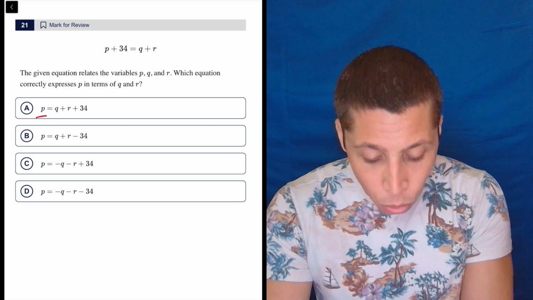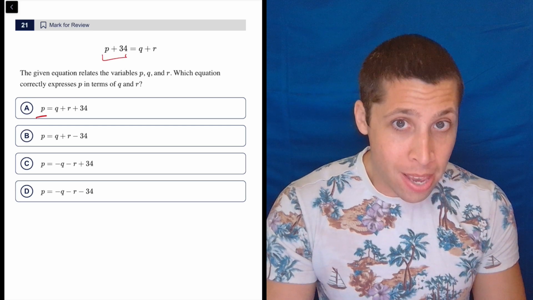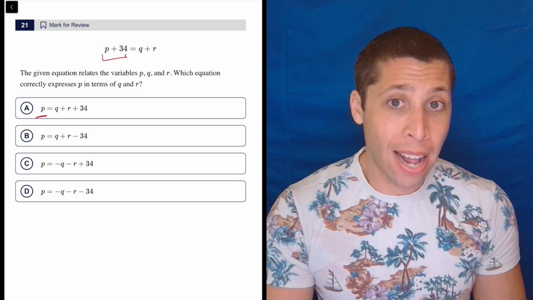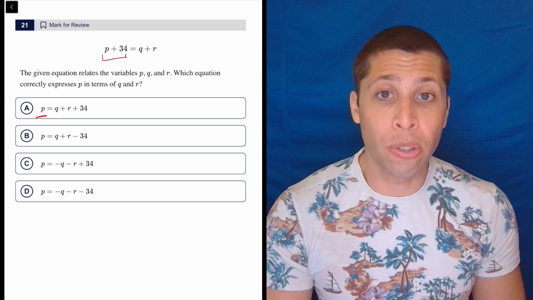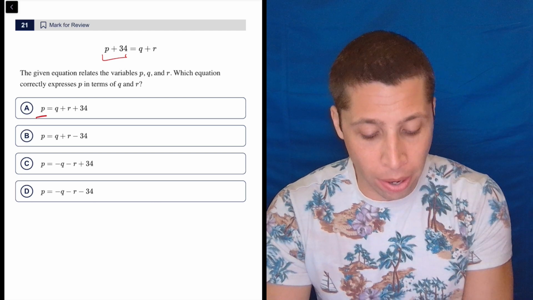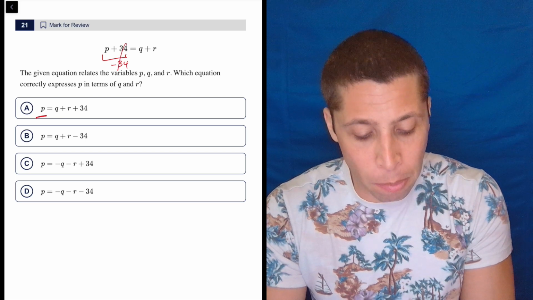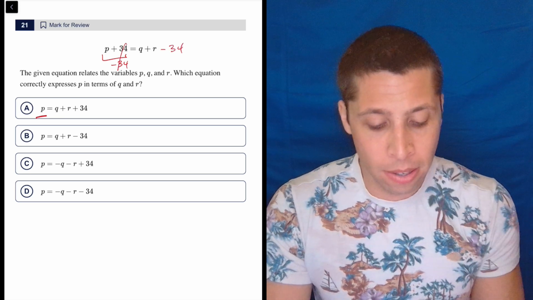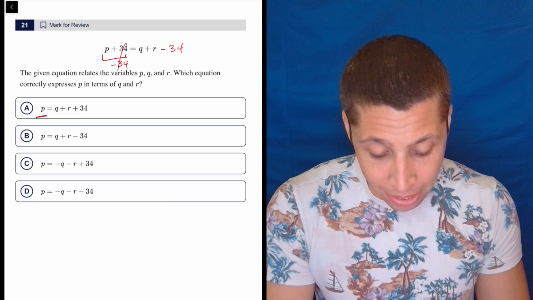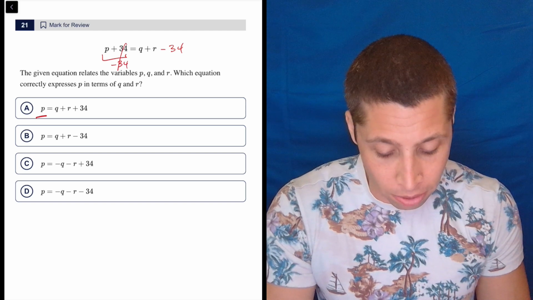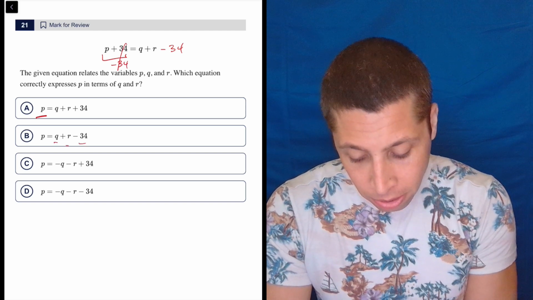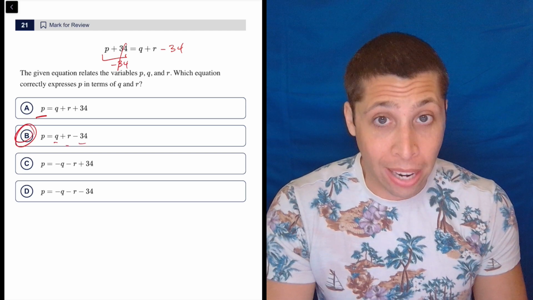In this case, the only thing that's with the P is the 34. And it's attached through addition. So we're going to use subtraction to make it go away, right? We're going to cancel it out by making a 0. So that will cancel here, but remember you have to do it to both sides. So there you go. Is that an answer? P is equal to Q plus R minus 34. Q plus R minus 34. That's it. That's the whole thing.